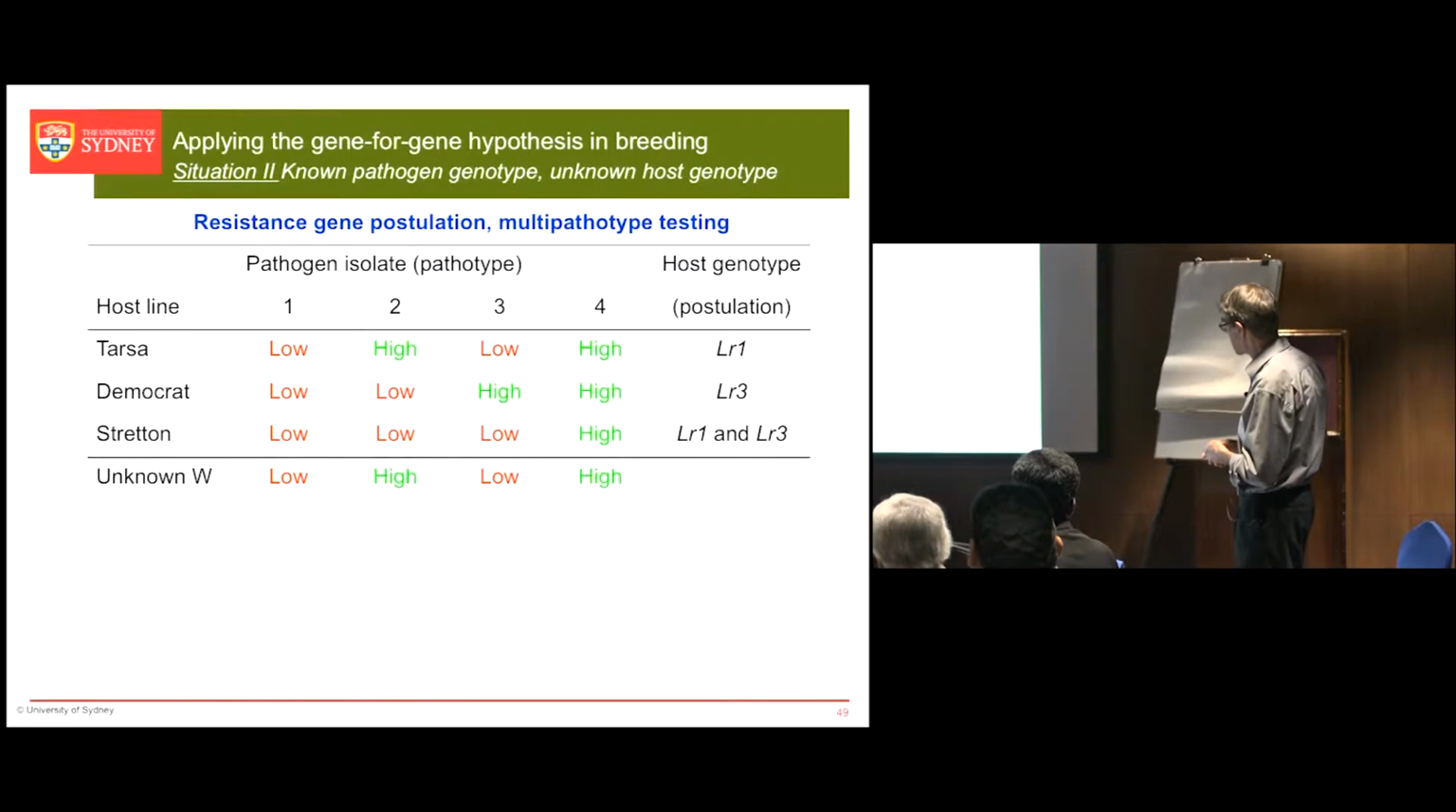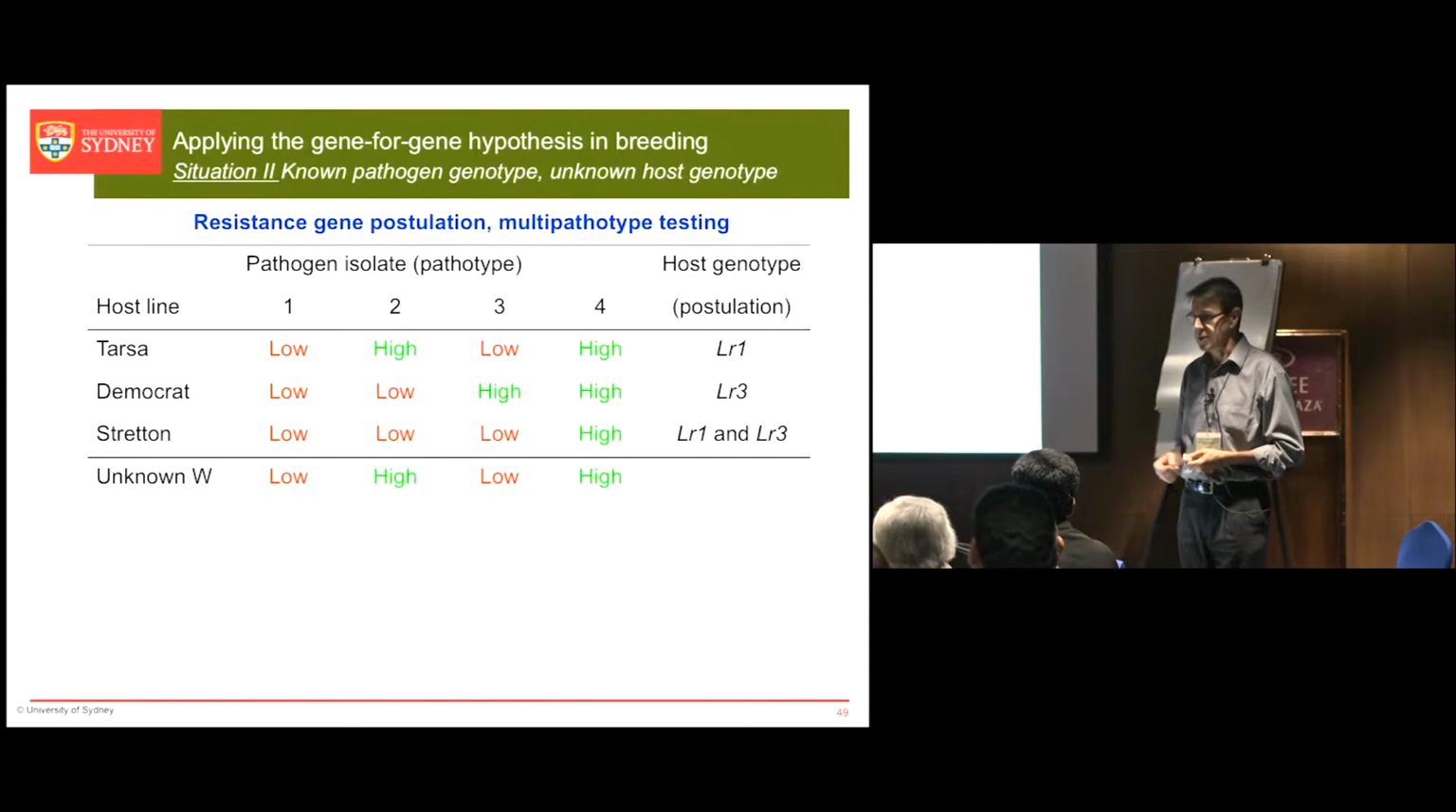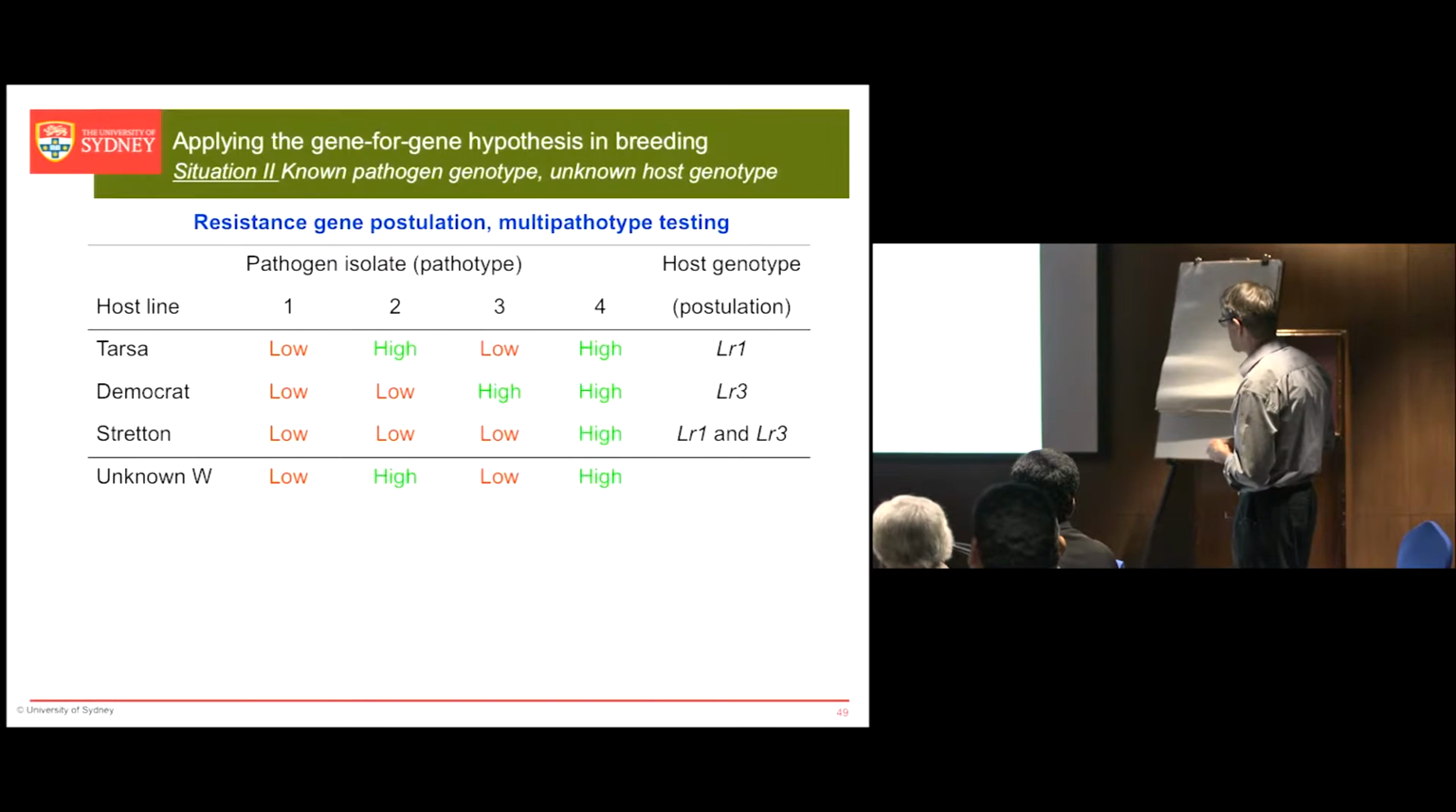So here's the first one of those varieties, let's just call it unknown W. And when we infect that with our 4 pathotypes, we end up seeing a pattern of low, high, low, and high. On the basis of that, we can postulate what resistance gene or genes are present in that unknown wheat genotype. We haven't done a genetic analysis, we haven't crossed it with anything. All we've done is tested it with a series of pathogen isolates and seen the pattern of response. You'll notice that that pattern of response is the same as Tarsa, low, high, low and high. So we would conclude probably that this carries LR1.